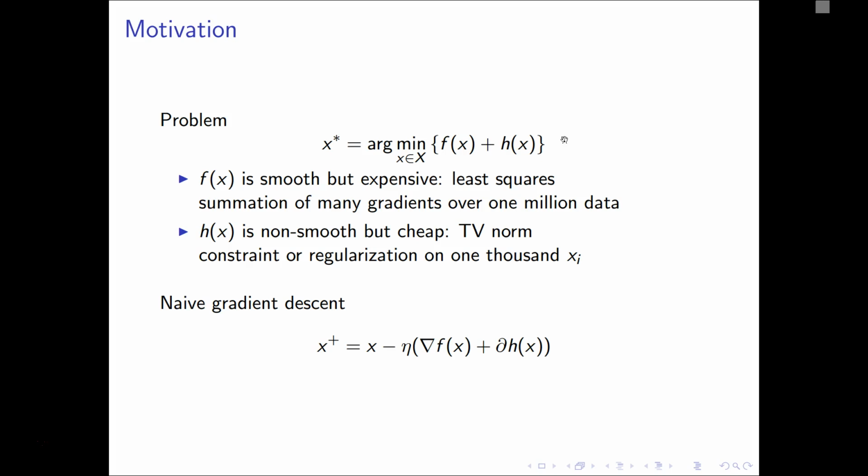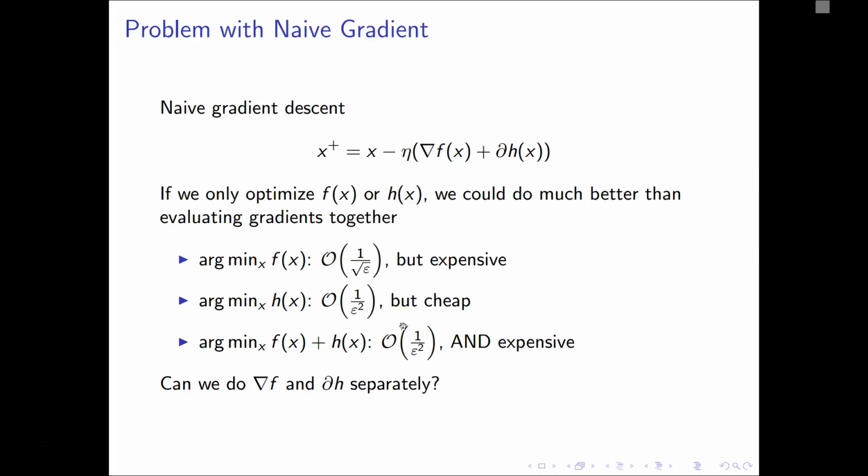So imagine if you want to solve this problem, a kind of regularized loss function, we can do naive gradient descent, where the x plus denotes the update. So you want to update the x with this eta times the gradient of f plus the subgradient of h. I'm using this partial sign to denote subgradient because h could be non-smooth and non-differentiable, and you have to use subgradient methods on it. And the eta here will be the step size.